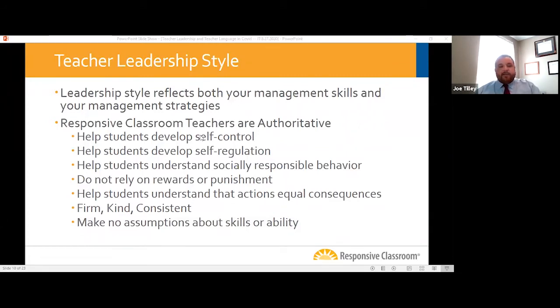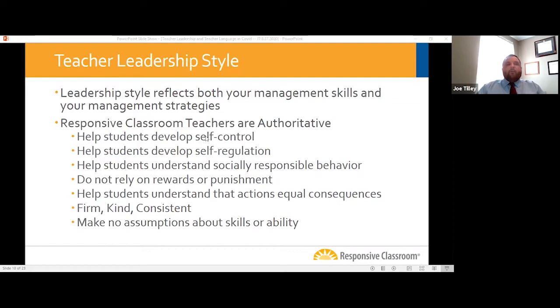So take about 60 seconds of private think time here, and just process this authoritative aspect of the responsive classroom teacher's leadership style. And then we'll talk about some adaptations that will help during this new environment that we find ourselves in. So take about 60 seconds of private think time.